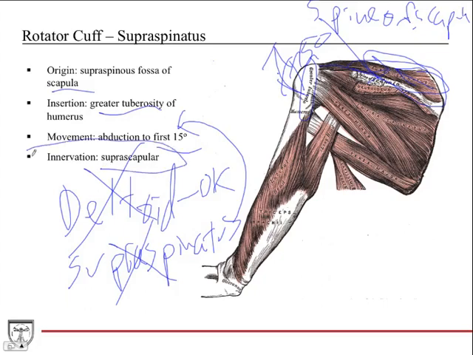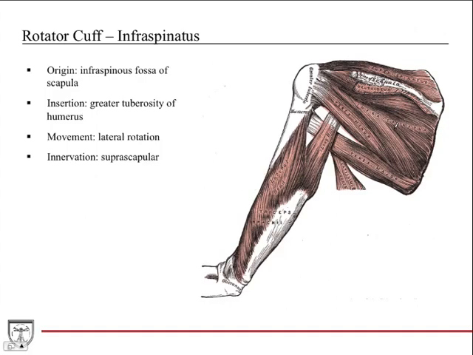Innervation, suprascapular nerve. Suprascapular nerve runs in here. We'll talk about that in a little more detail in this section. And it's responsible for supraspinatus and infraspinatus. So here we go, infraspinatus. Again, here's that spine of the scapula. Below, the infraspinous fossa of the scapula, which is again this depression inferior to the spine, is where infraspinatus originates. It inserts onto the greater tuberosity, as you can see here.